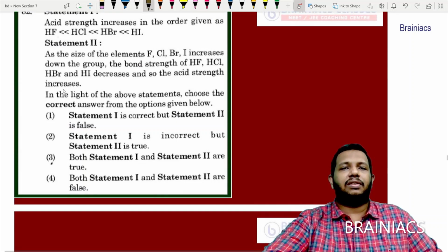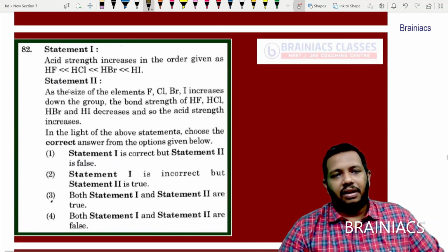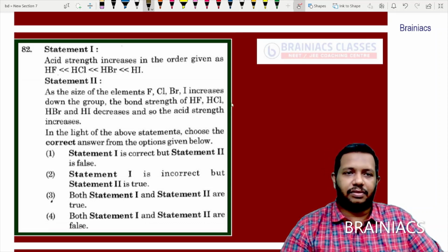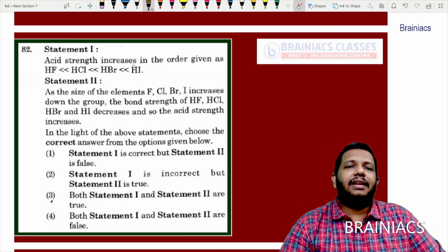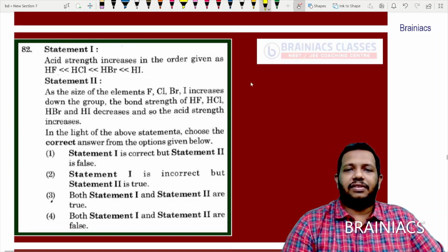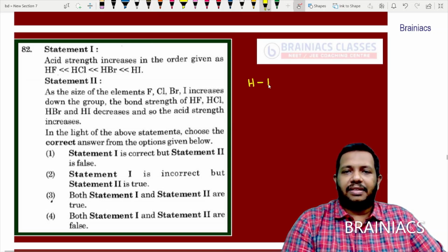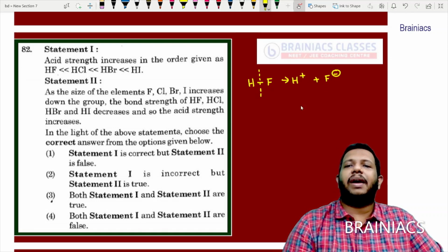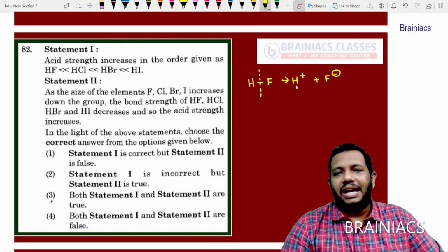Again, this question is from a concept we are learning in many chapters. It is based on acidic strength. So they are telling acidic strength increases in the order given as HF, HCl, HBr, HI. So how will we analyze this? To check the acidic strength of HF, what do we need to do? We will liberate the H plus from this one. Then you will get what?